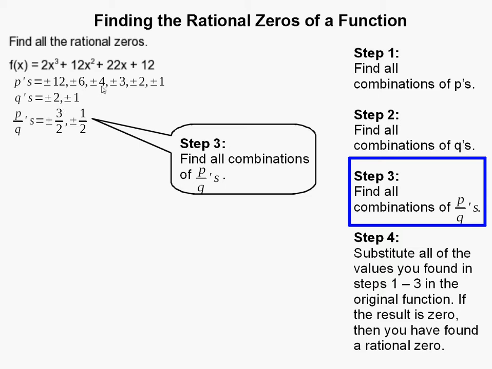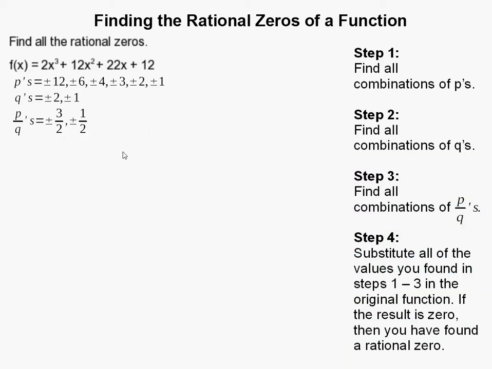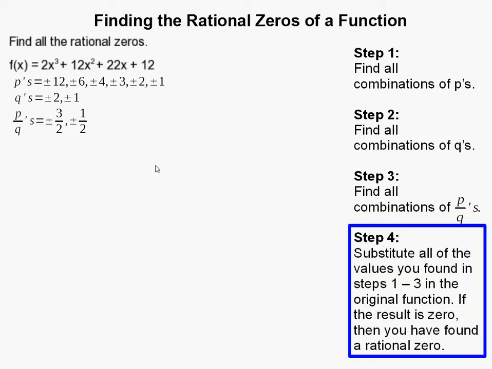6 over 1 is 6. 4 over 2 is 2. Already got it here. 4 over 1 is 4. Already got it. 3 over 2. Don't got it. That's why I add it right here. 3 over 1 is 3. Already have it. 2 over 2, I already got it. 2 over 1, already got it. 1 over 2. Aha. There we go. So don't forget the plus or minus on both. So these are all the values we got to try now.